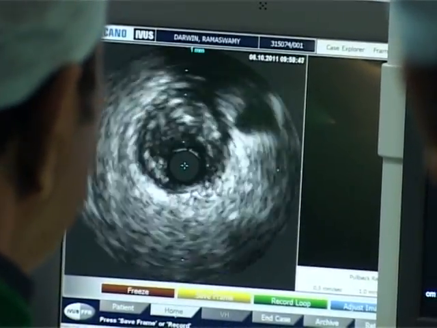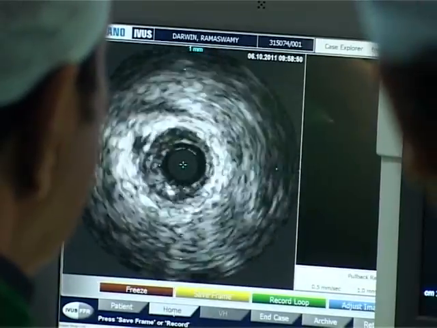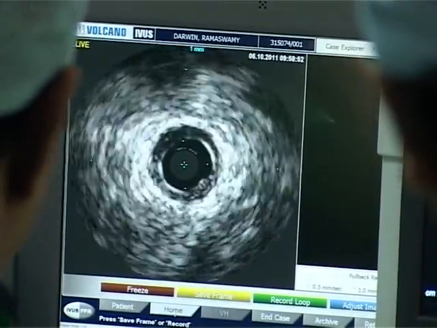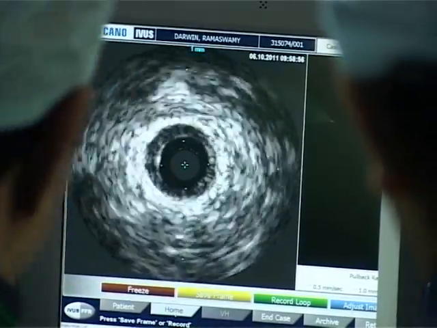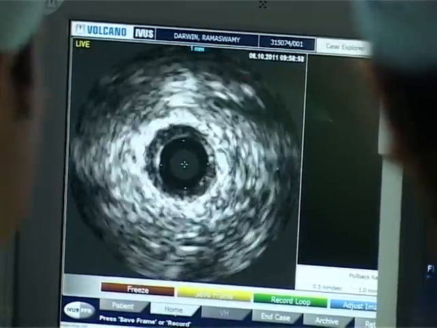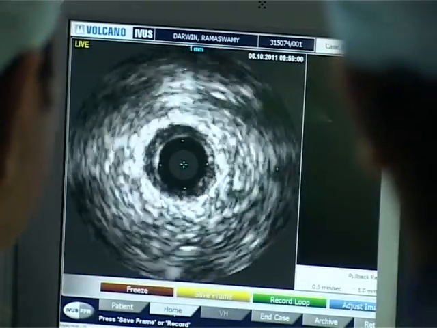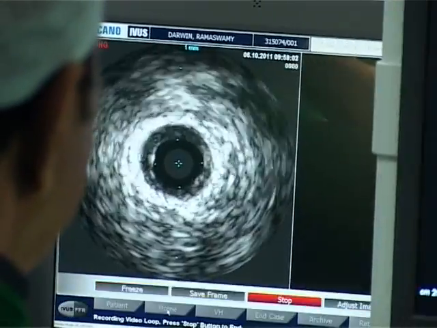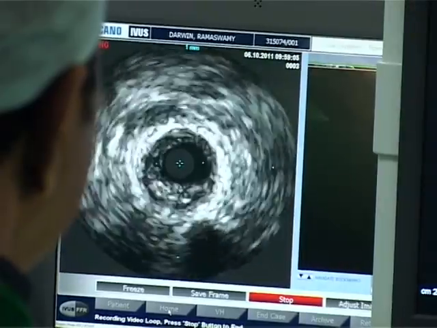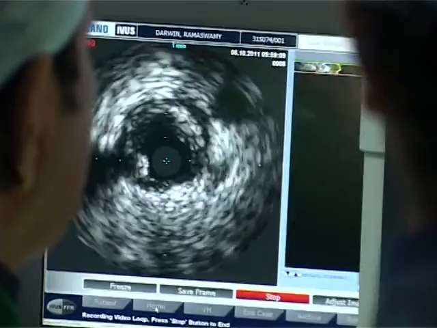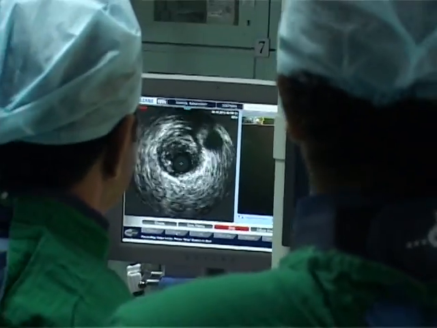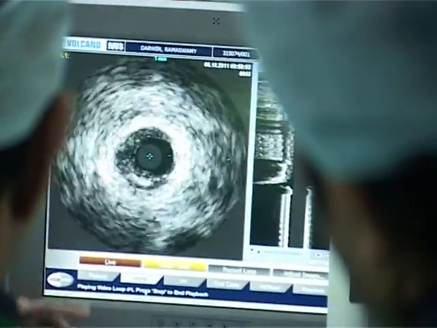The IVUS catheter is now advanced from the proximal to the mid segment of the LAD, and then there is a pullback with a bookmark just after the lesion and at the lesion. On the IVUS image you can actually see the plaque burden. It's a significant plaque burden showing fibrous tissue, moderate fibrofatty tissue, some calcified specks, and less of the fatty component.